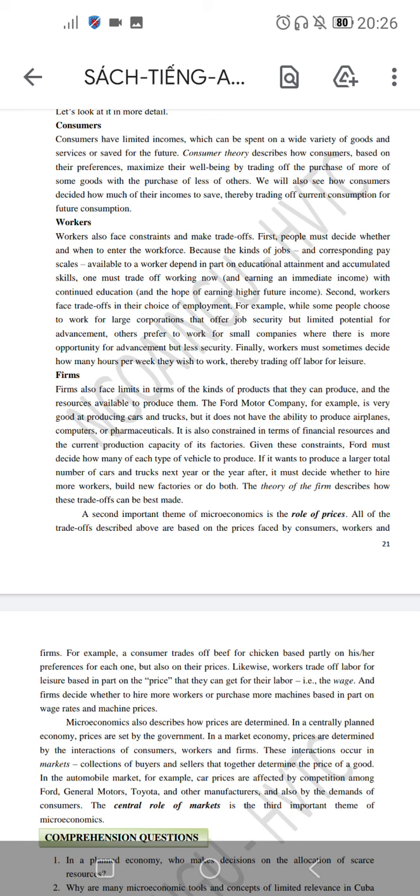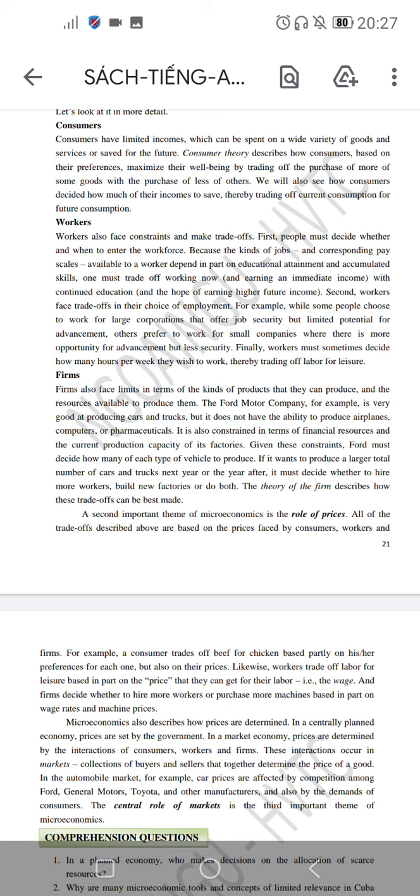First, people must decide whether and when to enter the workforce, because the kinds of jobs and corresponding pay scales available to a worker depend in part on educational attainment and accumulated skills. One must trade off working now and earning an immediate income with continued education and the hope of earning higher future incomes. Second, workers face trade-offs in their choice of employment.